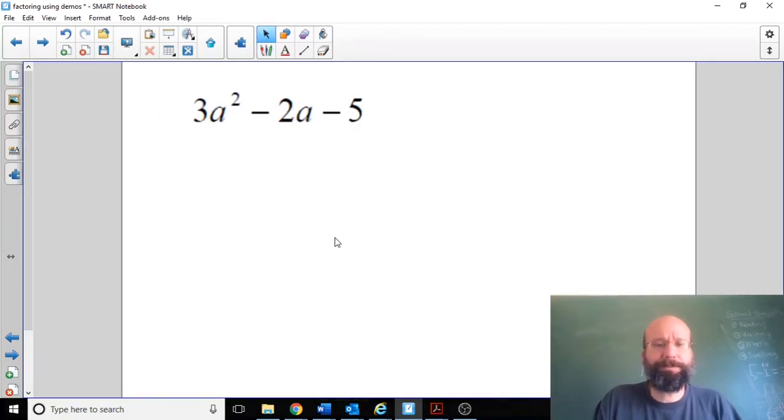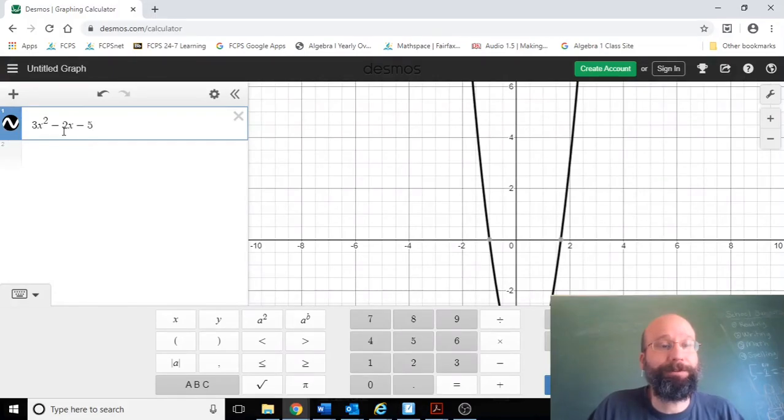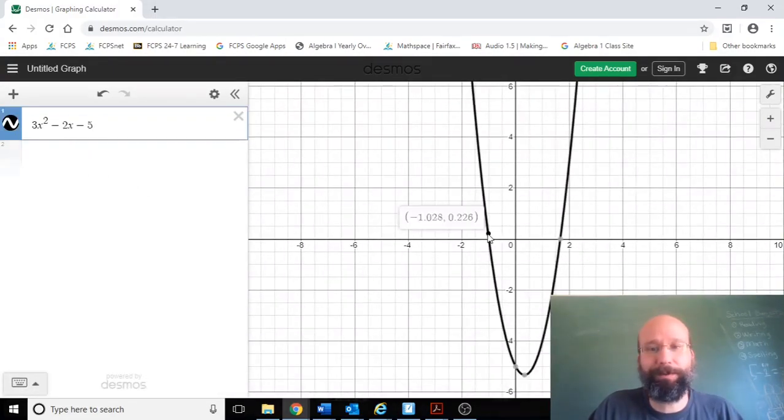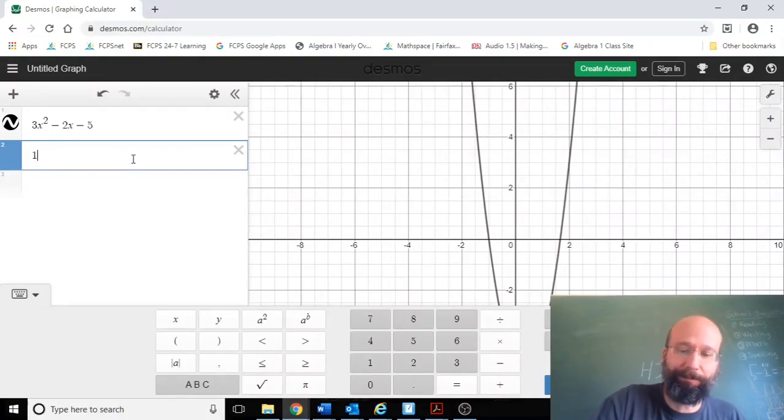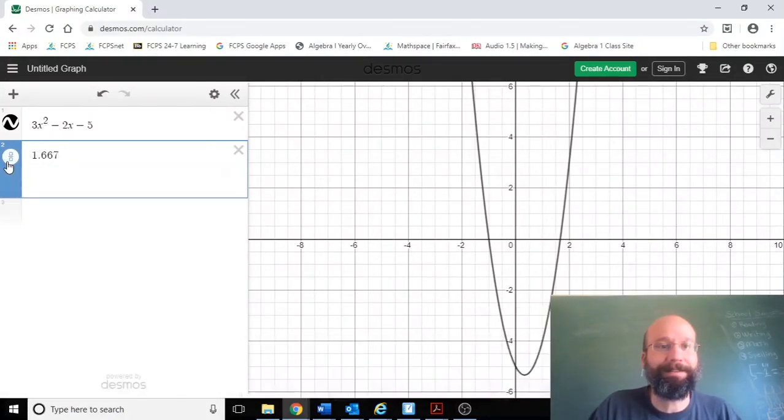All right, let's do this one: 3x squared minus 2x minus 5. So again, I changed the a to an x and put it in Desmos, and we get -1 and 1.667. So we need to change that 1.667 to a fraction. And if I hit this again, I get the crazy fraction.